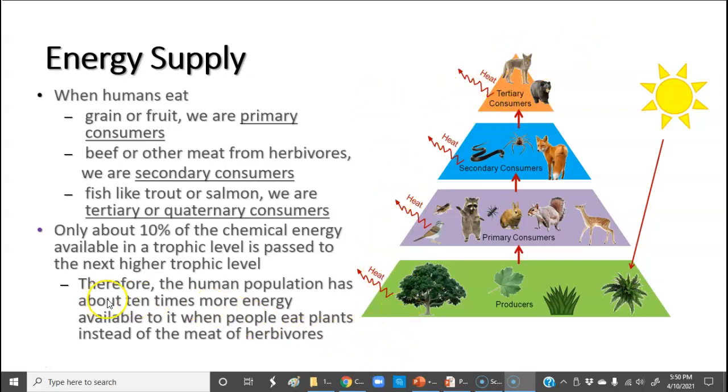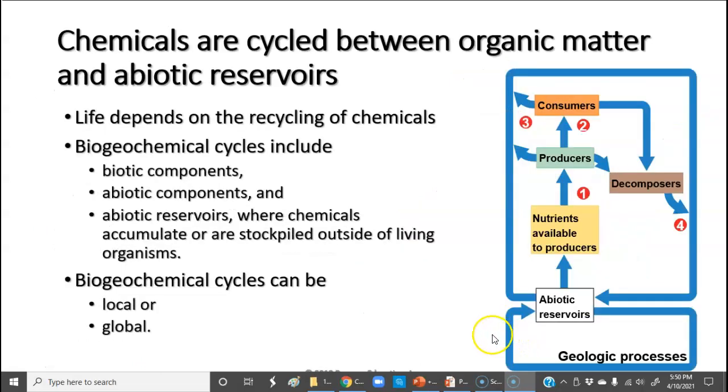Big thing to remember is human population has a lot more energy available to it when people eat plants instead of herbivores, because there's a whole lot more energy available in that trophic level of the producers.